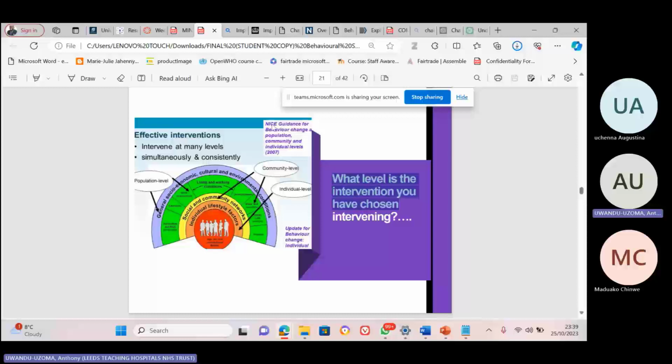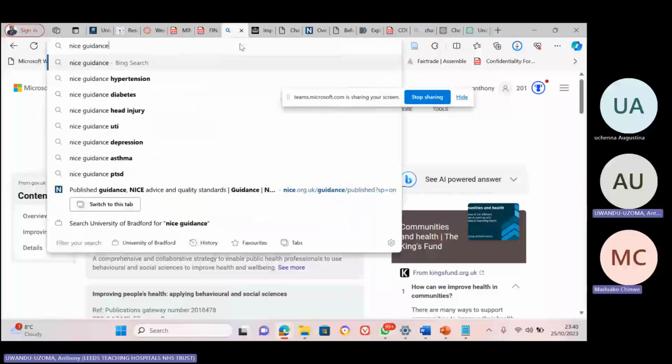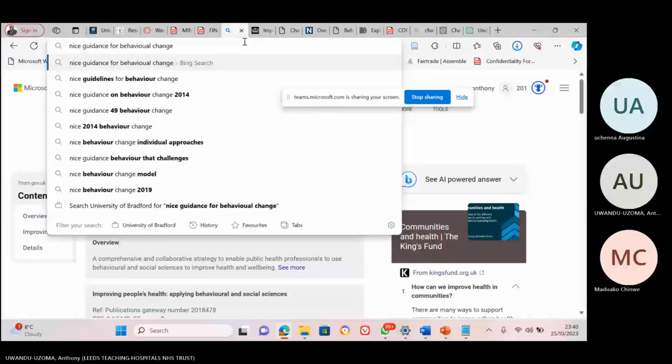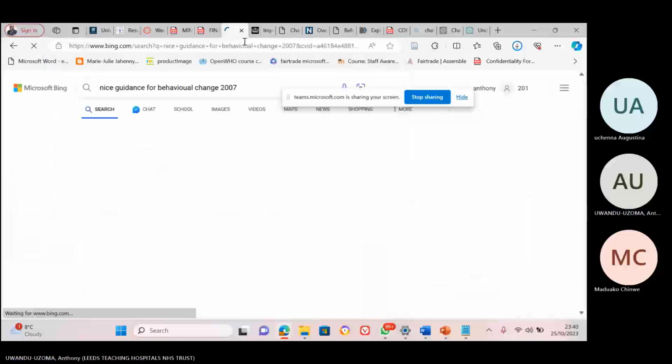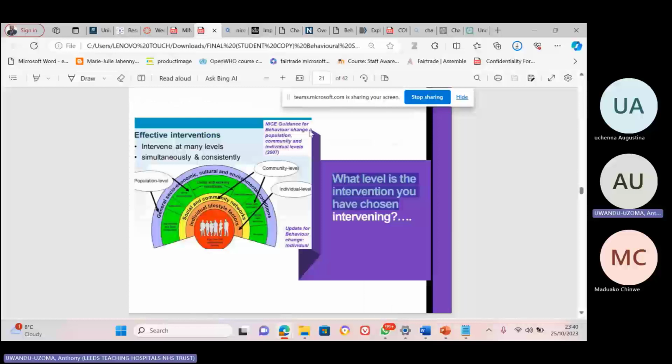So now I need to read this NICE guidance so I'll be able to understand this thing very well. NICE guidance for behavioral change. So I need to type it. So that's how we get it. NICE guidance for behavioral change. Okay, 2007. So let me see whether I'll get it. Now, it says behavioral change at population, community, and individual level.